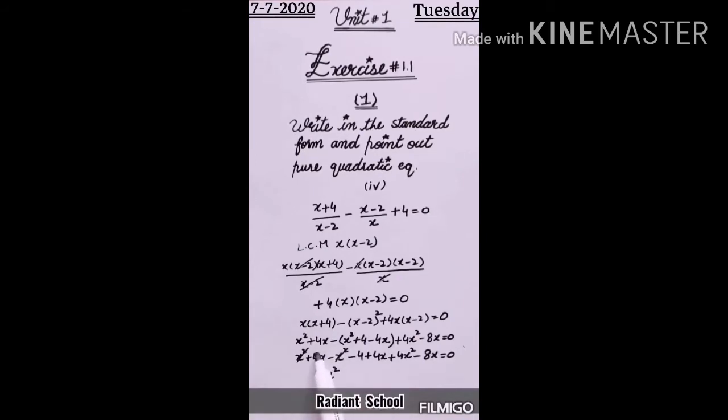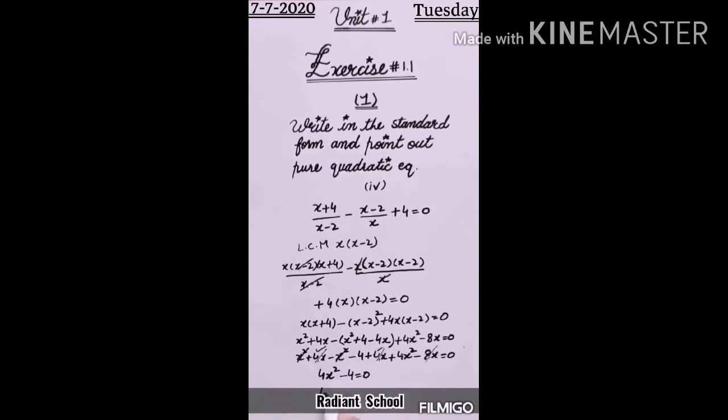Now we will simplify the x term. 4x plus 4x will be equal to plus 8x, and then this minus 8x: plus 8x minus 8x will be 0. All the x terms will be cancelled, and we will be left with only the constant, that is minus 4 is equal to 0. All the x terms will be cancelled.